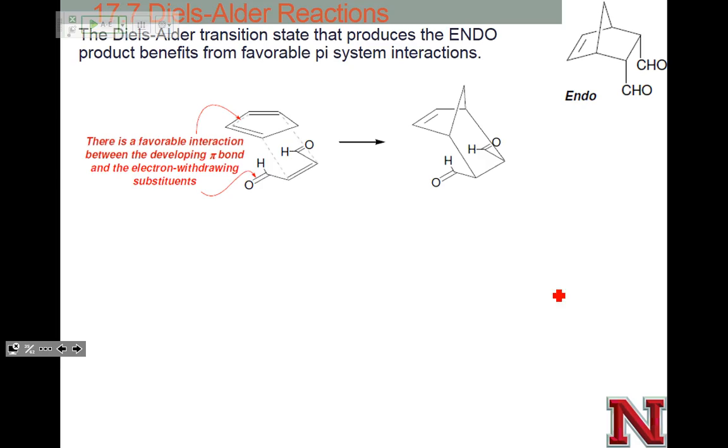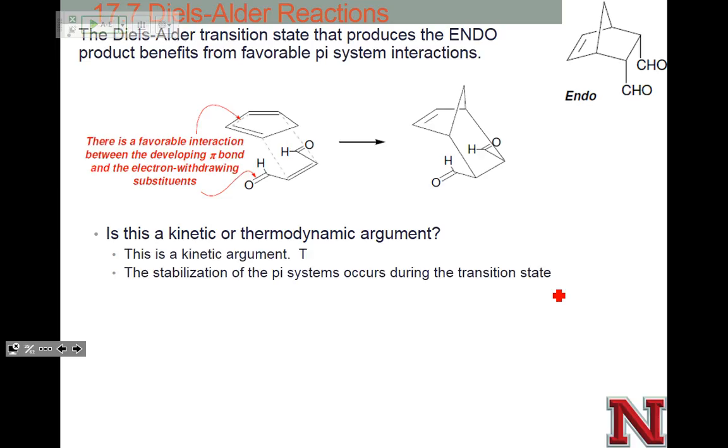So the question is, what's more likely to form? And to look at that, we have to look at the transition state. So we have our Diels-Alder coming together. And we're looking at this, and the question is, what's more likely to form? What's more likely to form is there's a favorable interaction between our developing pi bond with our electron withdrawing groups, or on this side, because of the fact that they are electron withdrawing groups.